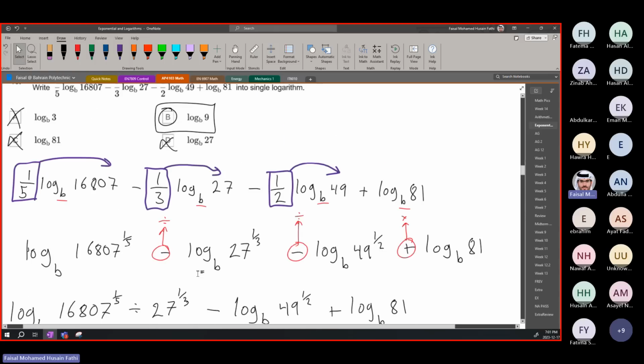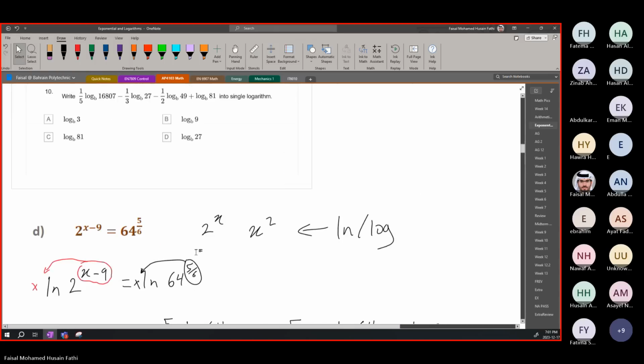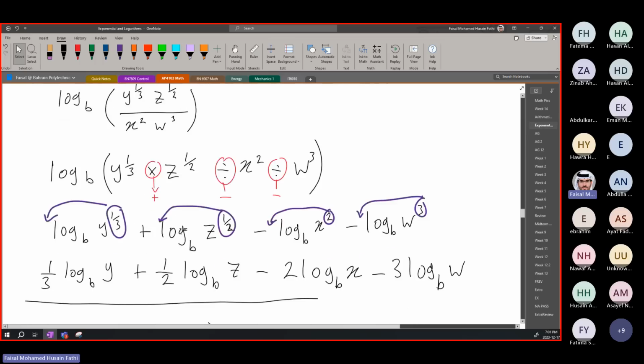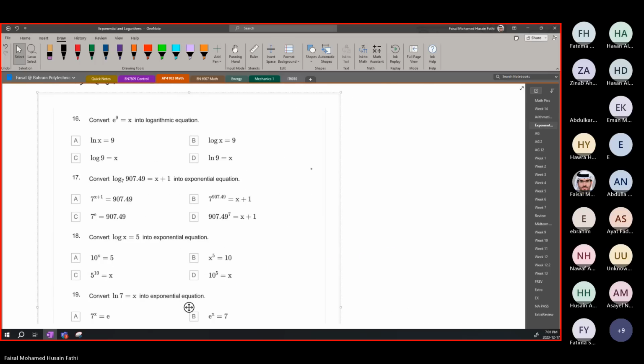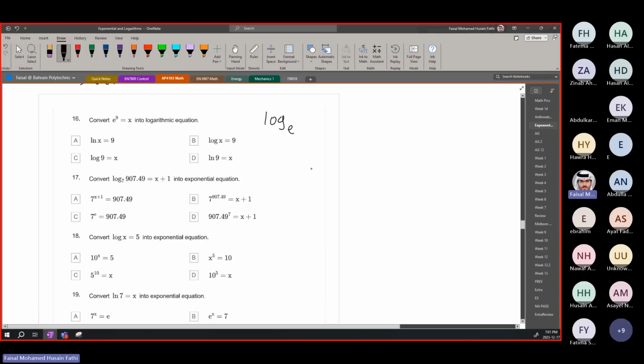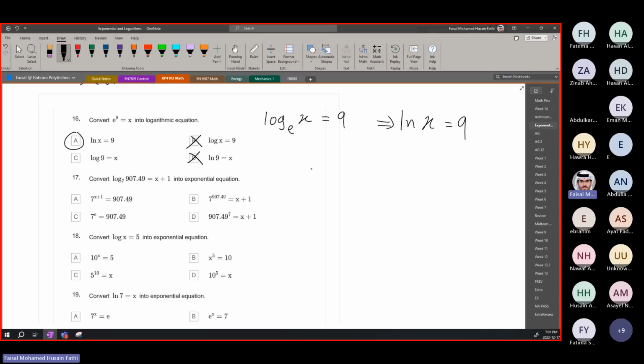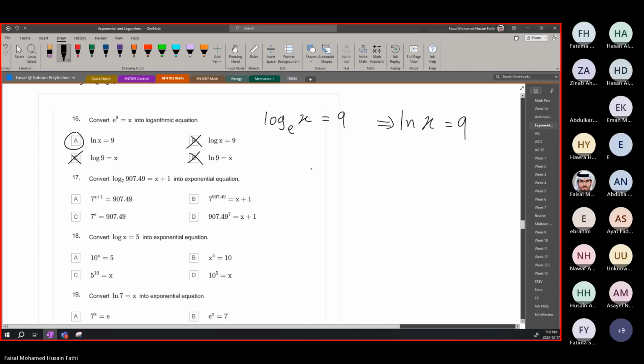Just 1 second. Okay. So we have here, convert e to the power x equals 9 into a logarithmic equation. Again, log base of e, solution is x, it's equal to 9, equal to the power. Log base e is simply ln of x is equal to 9, and that's your answer. Not log x, not ln 9, not log 9. All right?